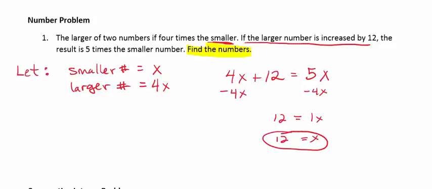And all we need to do is use substitution at the end. The smaller number is 12, and the larger number is 12 times 4, or 48. And those are our two numbers.